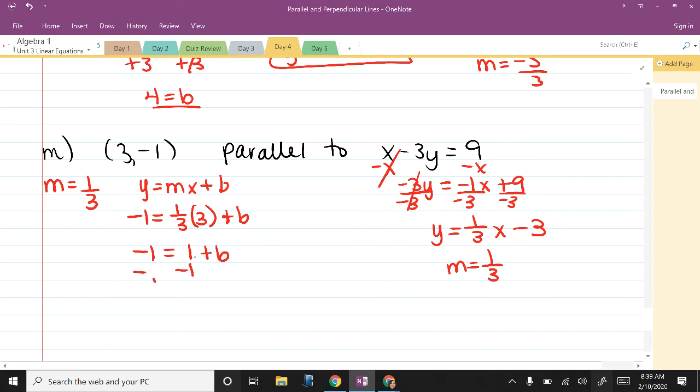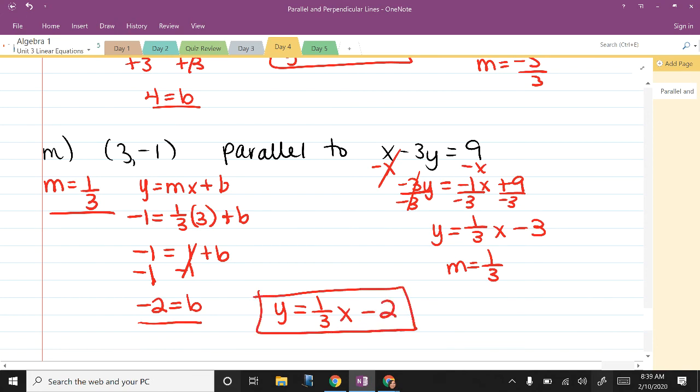Subtract 1. What's -1 minus 1? So -2 equals b. There's m, there's b. What's the equation? All right, are my slopes the same? Yep. So any questions about what we're doing there?